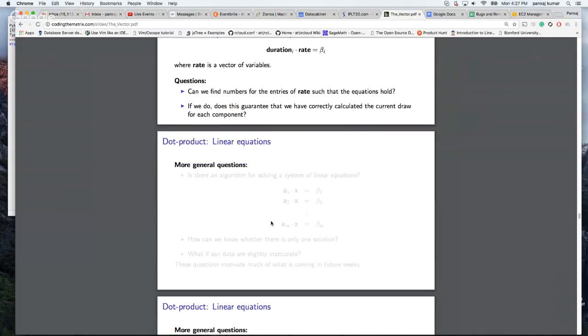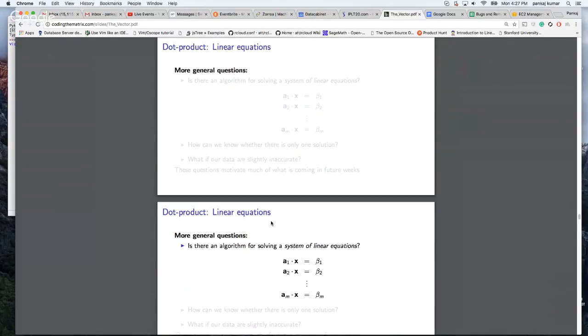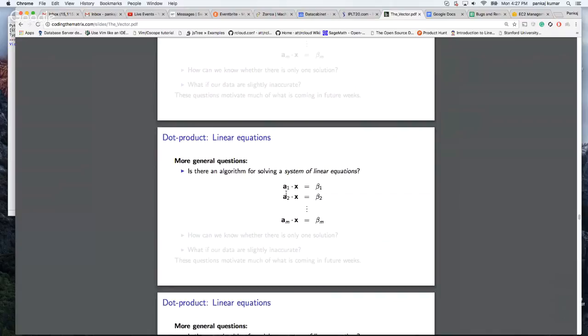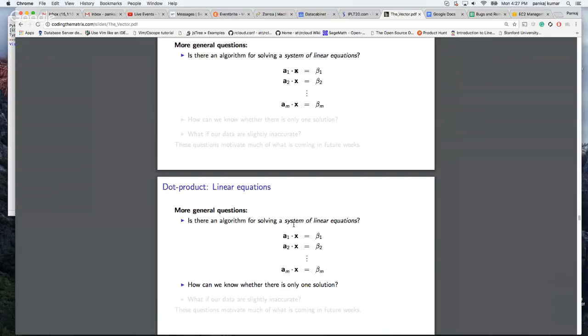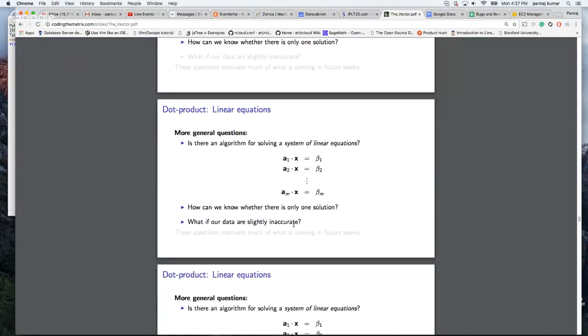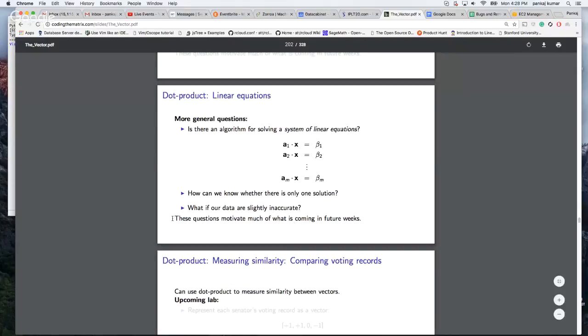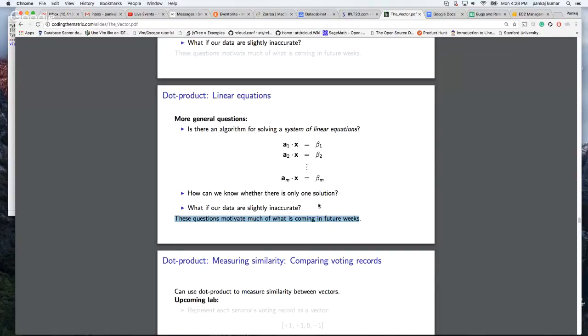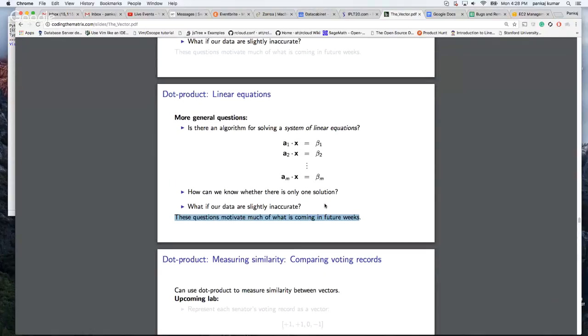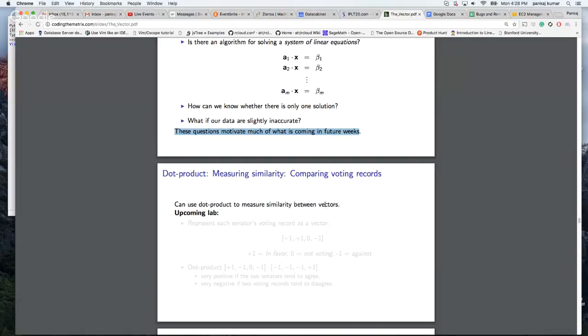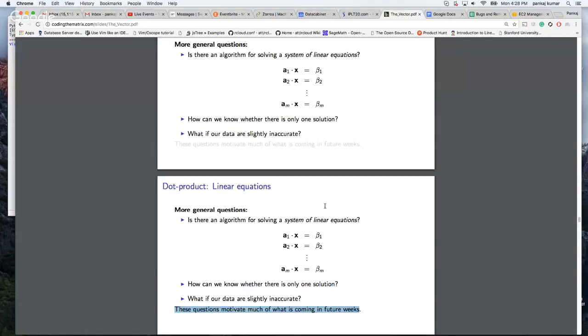More general equations. So you could also have, more generally, m of these equations, and can you find an X that satisfies all of them? So this will come in future weeks as to how to handle these kinds of problems, whether they have only one solution or multiple solutions or no solutions. So those things will come in later chapters.